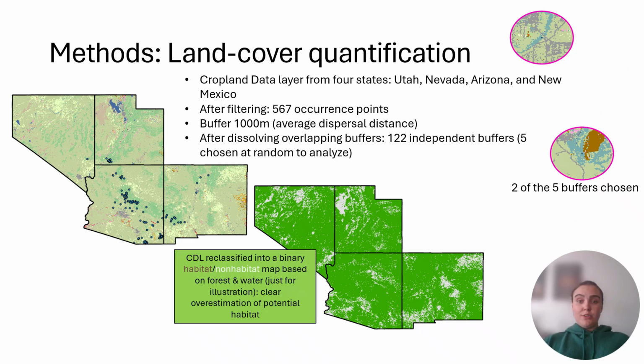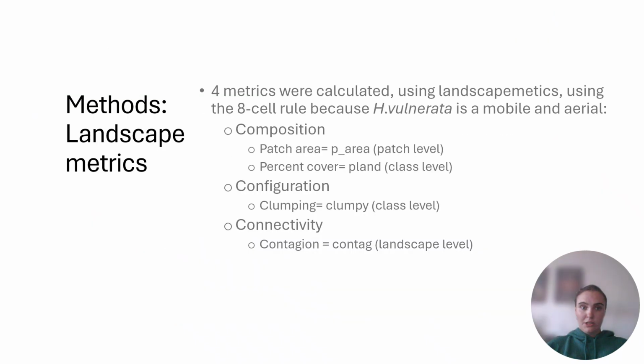After dissolving buffers that were overlapping, I had 122 independent buffers. From these 122 buffers, I chose 5 independent buffers to analyze at random. I calculated 4 metrics using the software Landscape Metrics. I used the 8-cell rule as canyon ruby spots are a mobile and aerial species.